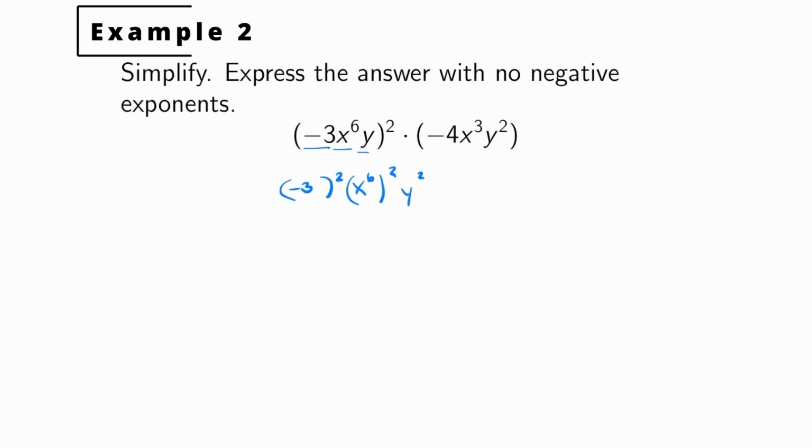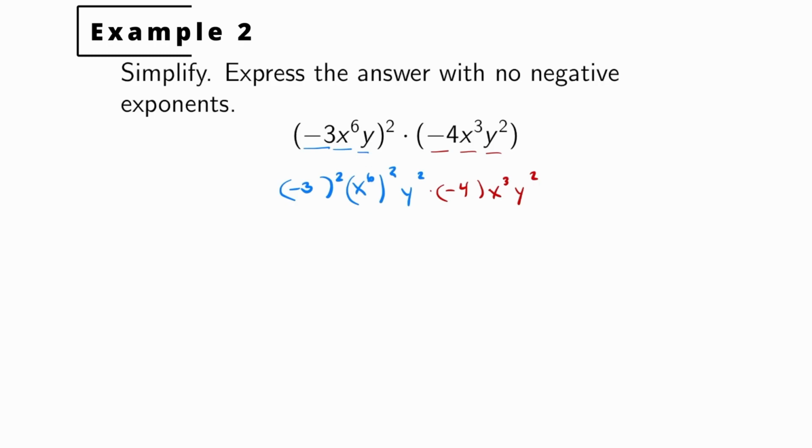Now over here, you notice there's no exponent. There's nothing there, so really you don't have to do anything. You just have these three factors, but I'm going to write them down. So we have -4 times x cubed times y squared.